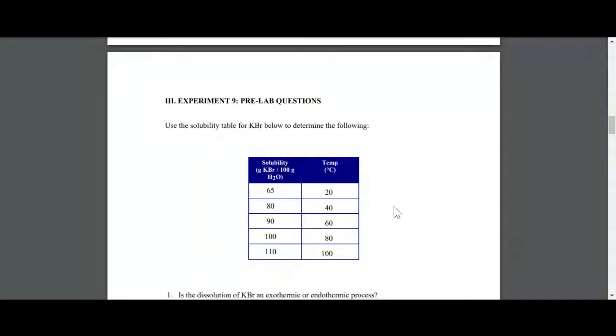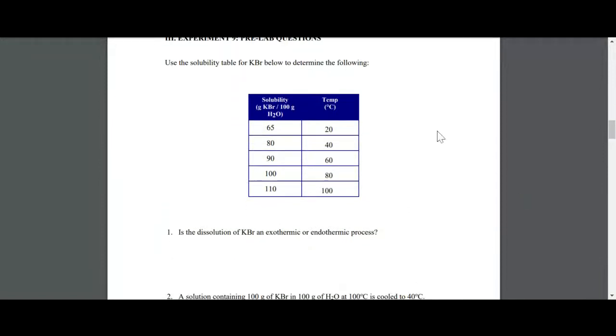The pre-lab questions gave you this chart. It says at 20 degrees Celsius, you can dissolve 65 grams. That's a very high number to begin with. If you increase the temperature to 40, you can dissolve 80. If you increase the temperature to 100, you can dissolve 110. So at 100 degrees Celsius, with 100 grams of solvent, you can dissolve 110 grams of KBr in that water.